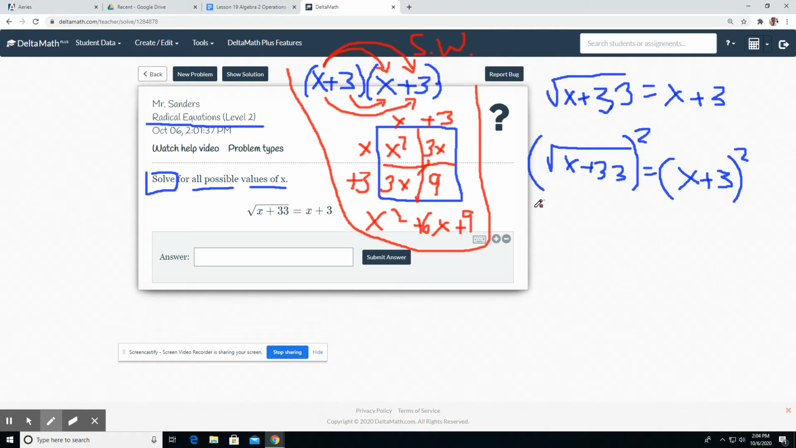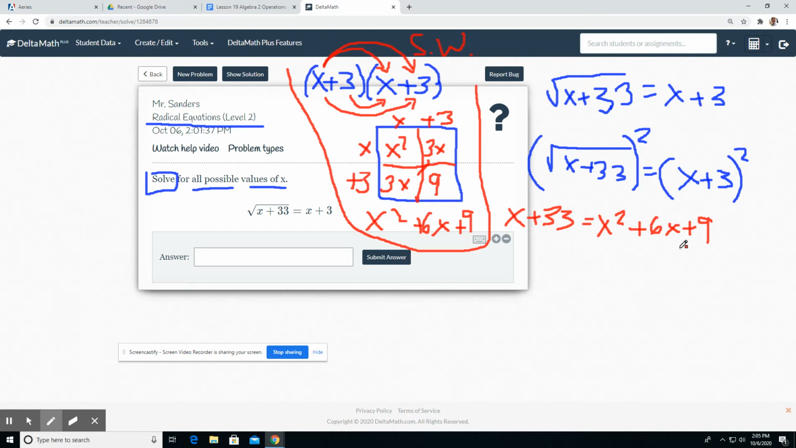All right, so on the left side, square root and square undo themselves, x plus 33 equals, and then we squared this already, that's what all this work was for, and that turns into x squared plus 6x plus 9. Hopefully at this level you're starting to see some patterns here. 3 plus 3 is the middle number, 6. 3 times 3 is 9. And then it has that same format and form that it usually takes on.